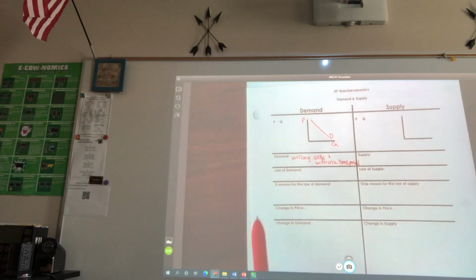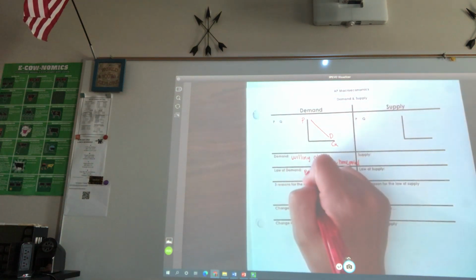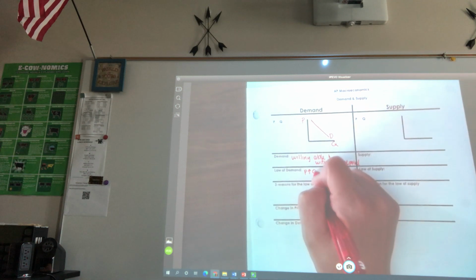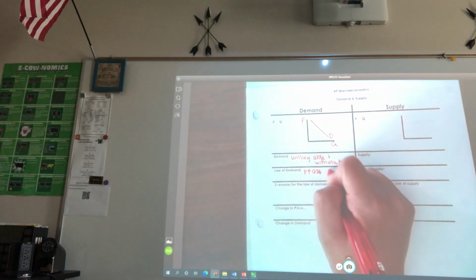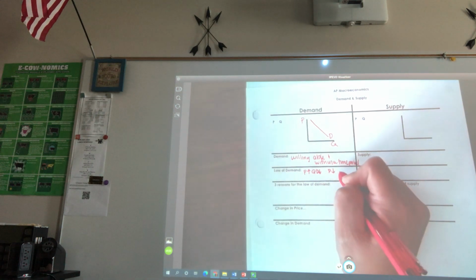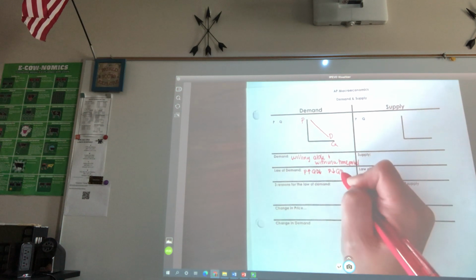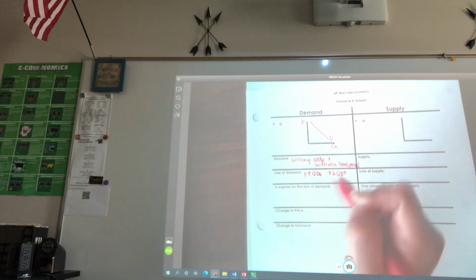Okay, the law of demand states, when the price of an item goes up, what happens to the quantity demanded? It goes down. When the price of an item goes down, what happens to the quantity demanded? Okay.